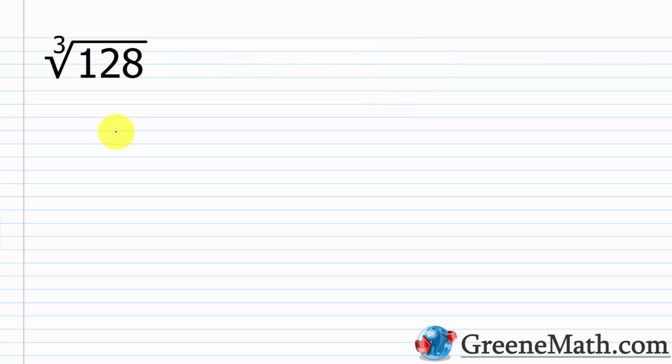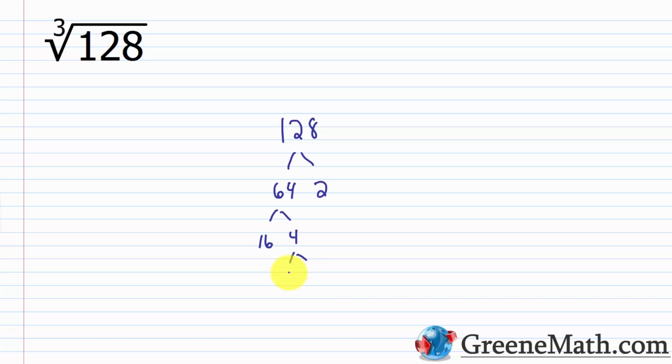All right, we can also do this process with higher roots. Suppose you had the cube root of 128. So the first thing I'd want to do again is just factor the number. And 128, a lot of you do know that that is 2 to the 7th power. But if you didn't, you could start by saying, okay, it's 64 times 2. 64 is 16 times 4. 4 is 2 times 2. 16 is 4 times 4. And 4 is 2 times 2. And so you have 1, 2, 3, 4, 5, 6, 7 factors of 2.